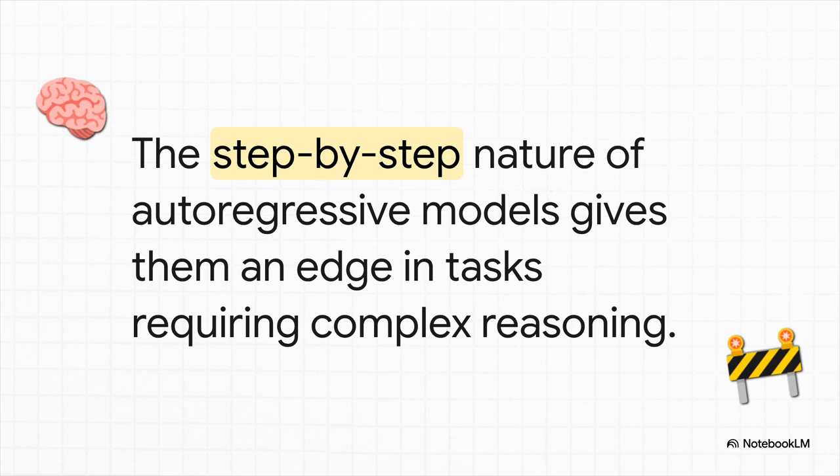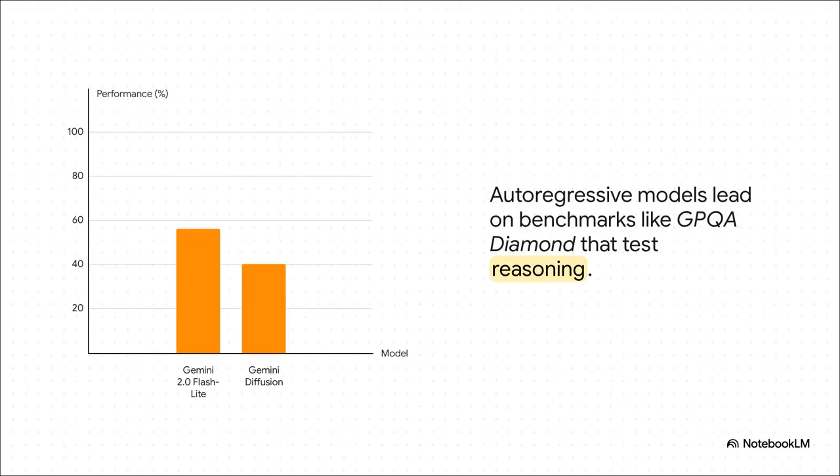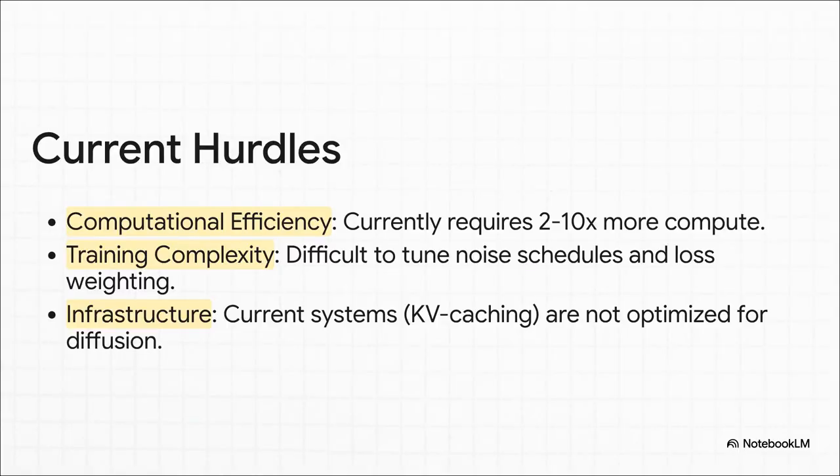There's a flip side. You know that slow, methodical, step-by-step thinking that makes autoregressive models, well, slow? Turns out that's actually their secret weapon when it comes to really complex, multi-step reasoning. Yeah, you can see that performance gap pretty clearly on benchmarks like GPQA Diamond, which are built specifically to test that kind of deep reasoning. So for now, when it comes to solving really knotty problems, the painter's methodical, step-by-step approach still comes out on top.